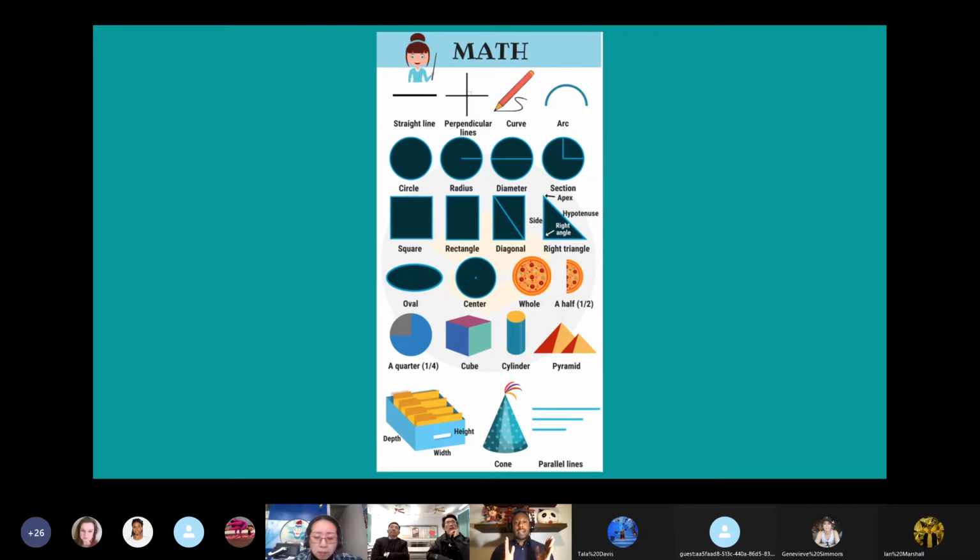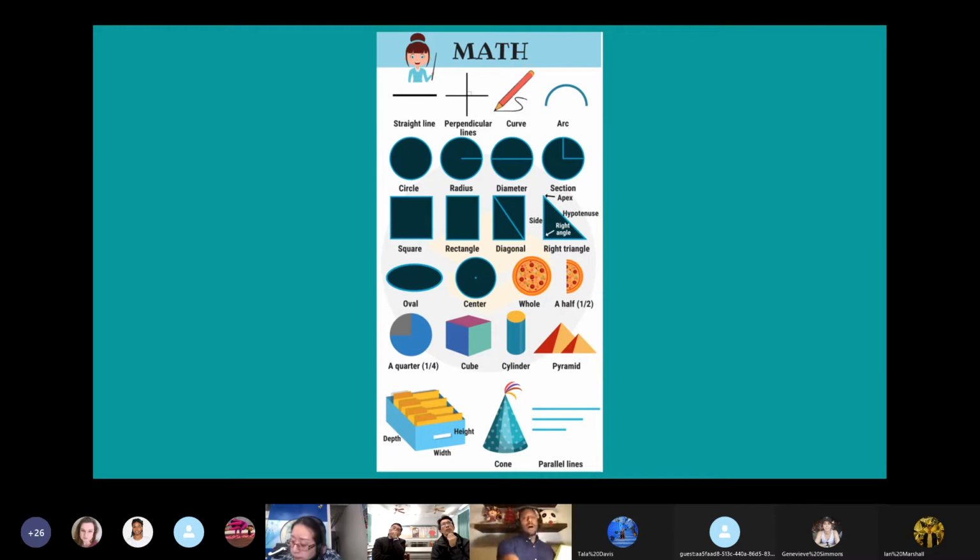So we have a straight line, and then we have perpendicular lines. And of course, perpendicular lines are the ones that form the 90-degree angle. So this little box that we have in our perpendicular lines, this is called a 90-degree angle. And having this 90-degree angle is what makes a line perpendicular, as we would call it in English.